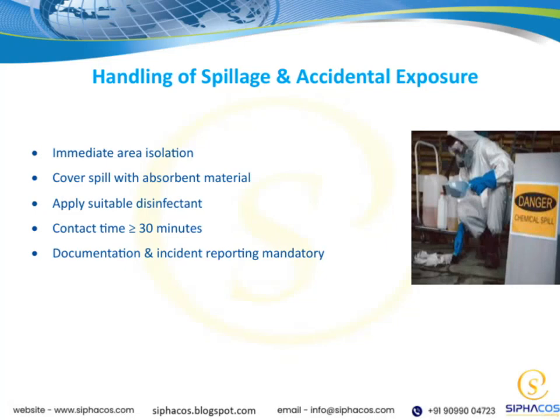When dealing with spillage or accidental exposure, the first step is to immediately isolate the area. This helps prevent the spread of contamination to other parts of the workspace. Next, cover the spill with an absorbent material, such as paper towels or a spill kit, to soak up the liquid safely. After that, it's important to apply a suitable disinfectant to thoroughly sanitize the affected area.